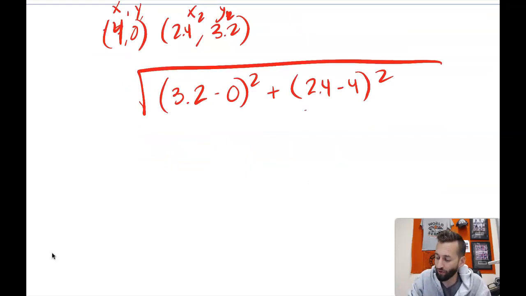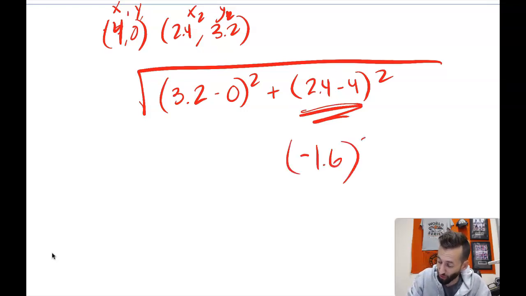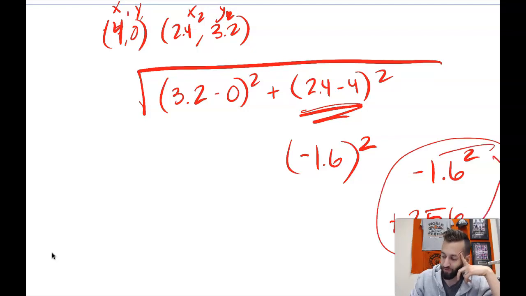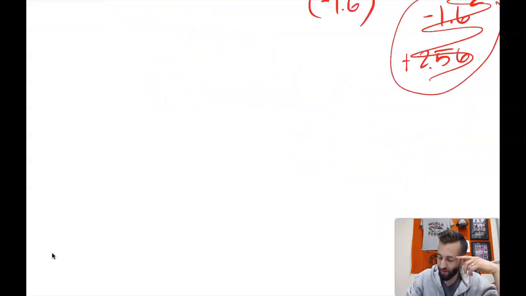Careful. Be really careful here. When you're doing your math, you're going to get negative 1.6. When you square that, put it in parentheses. Or remember, a negative times a negative is positive. If you do this on your calculator, it will give you the wrong answer. Okay, it's going to give you negative 2.56. You want positive 2.56. Okay, so be careful about that. All right. So that's it.